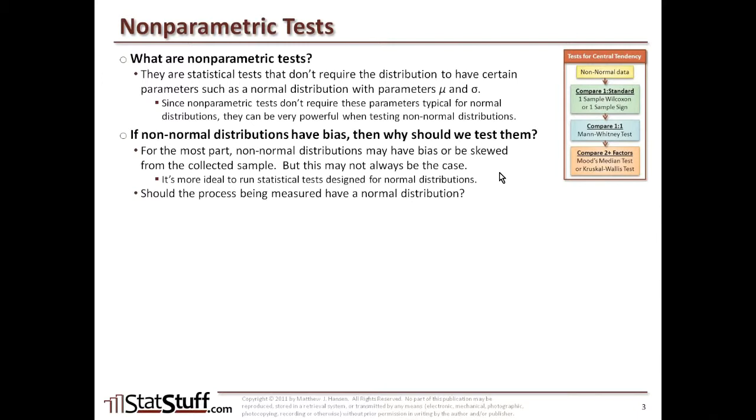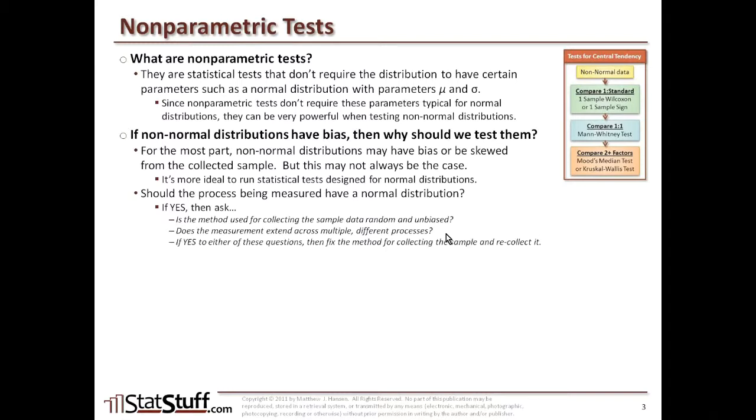So first thing we need to ask ourselves is, should the process that's being measured have a normal distribution? If it should, then we should also ask ourselves, is the method used for collecting the sample data random and unbiased? And also, does the measurement extend across multiple and different processes? If we answer yes to either of the questions, then we need to go back and fix the method for collecting that sample and recollect it, so that way it would come out normal as we would have expected it. But if we answer no to that question, knowing that we wouldn't have expected it to be a normal distribution necessarily, then it may be appropriate to use the hypothesis testing that's used for non-parametric types of tests.